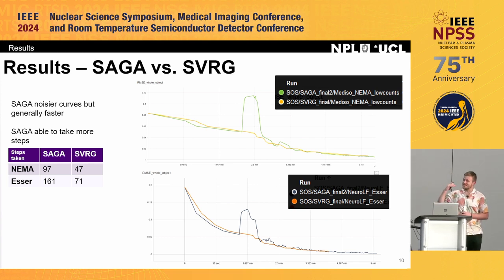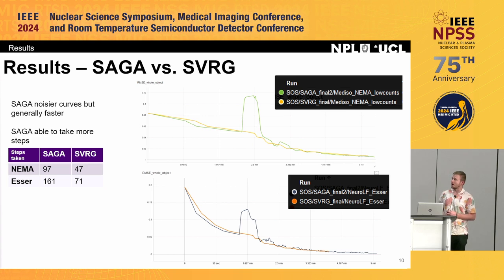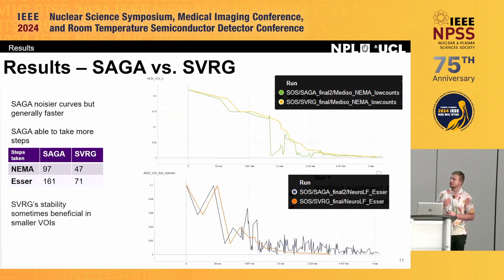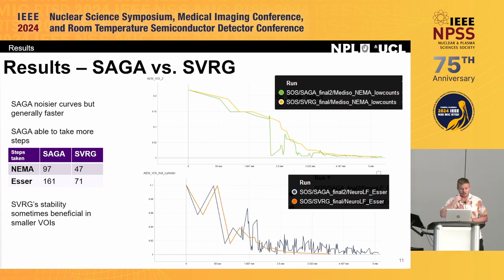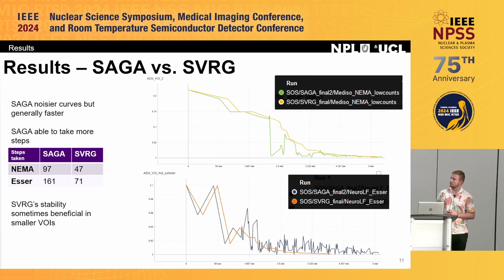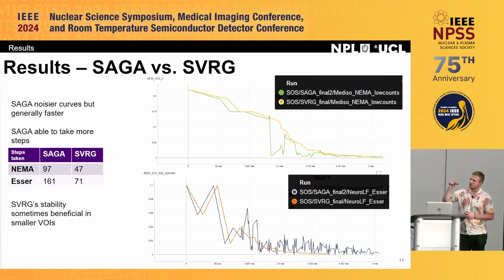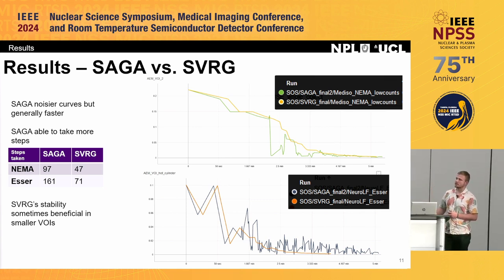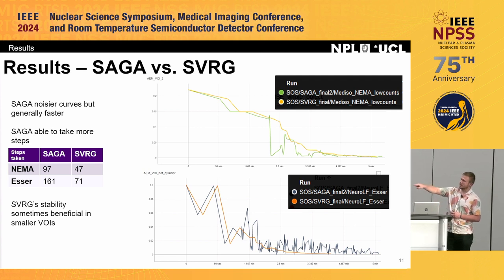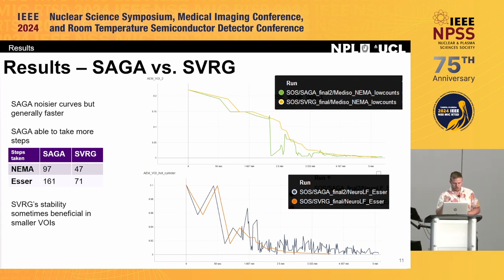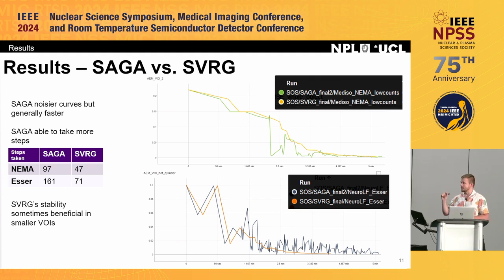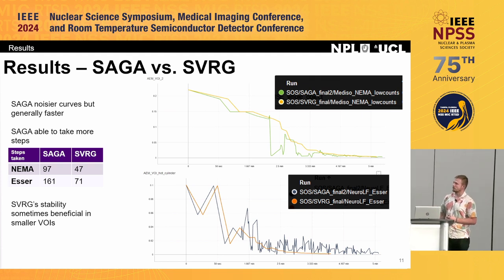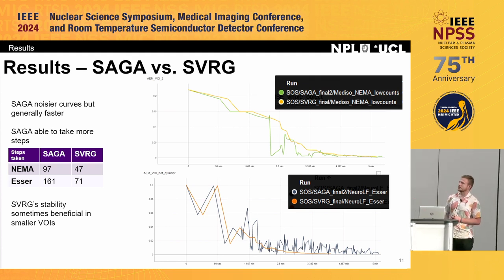And this might have been because we decided to update our full gradient each epoch rather than every 2 epochs, as is often seen in the literature. So SAGA was noisier, faster, but often unstable. For some of the smaller VOIs, SVRG's stability was sometimes beneficial. You can see here, this is for a small hot cylinder in one of the bits of data, and SAGA is all over the place towards the end, whereas SVRG manages to descend very stably.